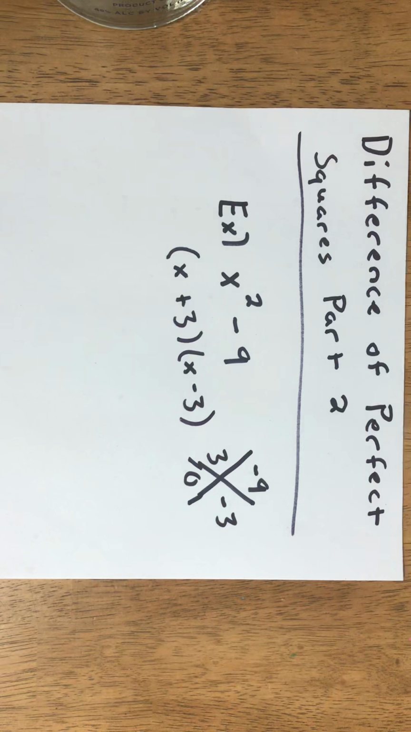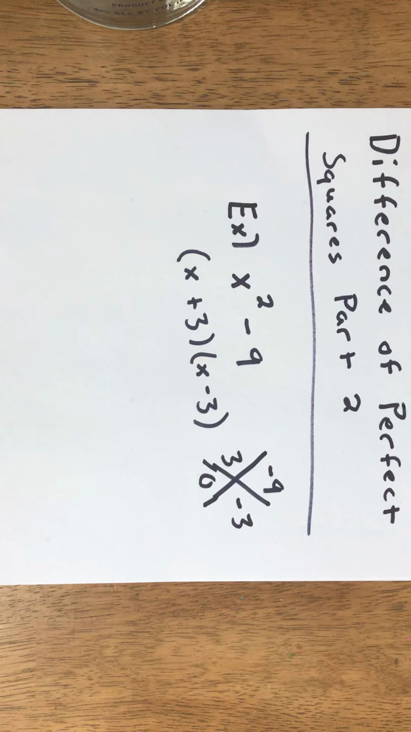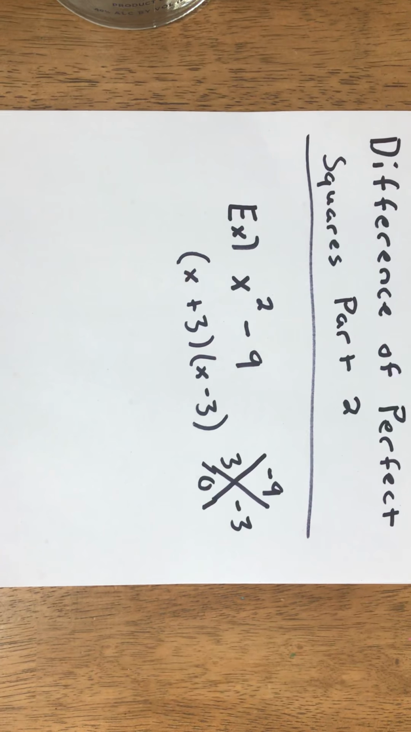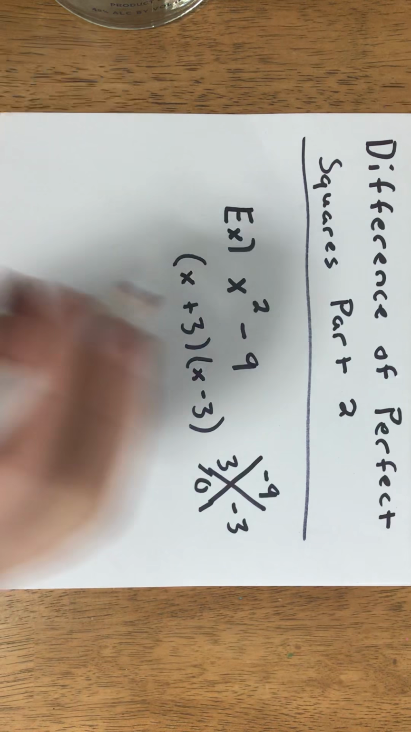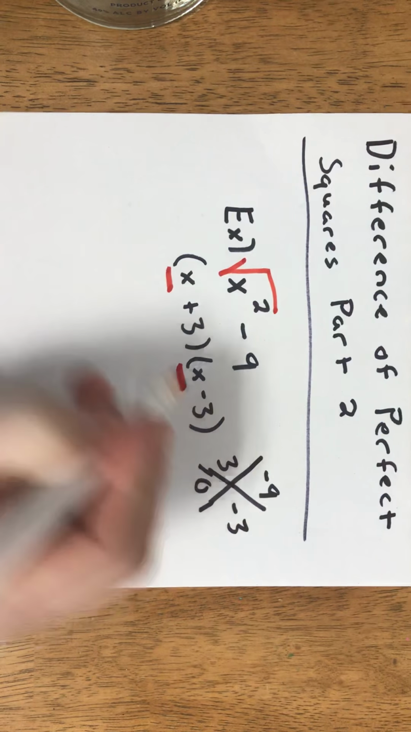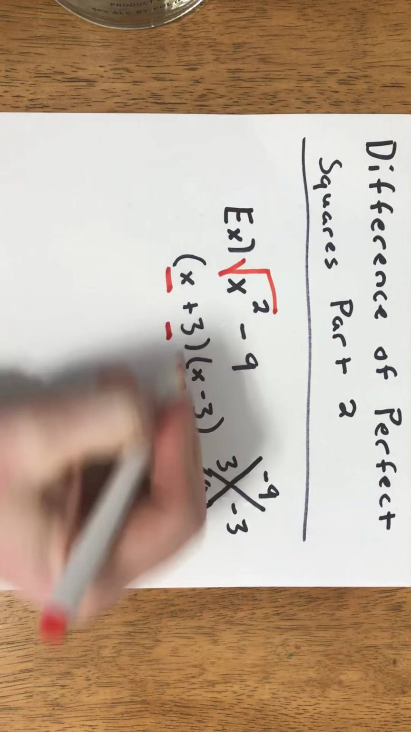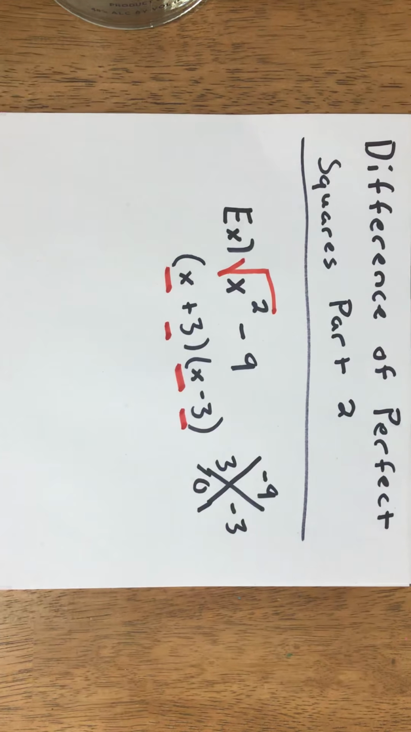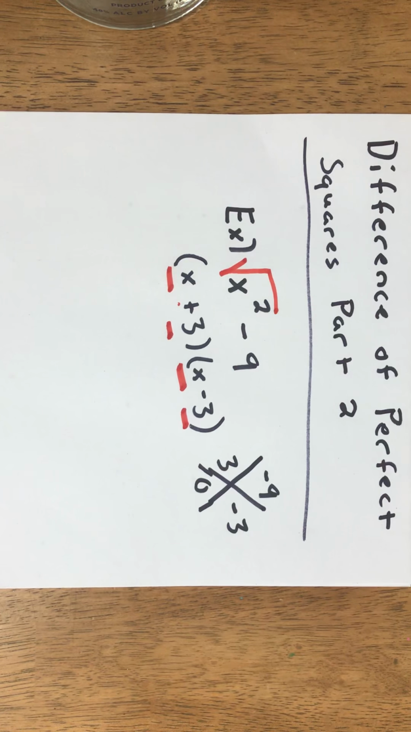You guys did an excellent job with that for those of you that turned in that assignment. If you haven't turned that assignment in, you should definitely do that. But another way I talked to you about doing this is you can think about this as taking the square root of each of these terms. So something like the square root of x squared, that's our x and our x, and the square root of our 9, which is 3 and 3. And we're always going to end up with a plus and minus in the middle.